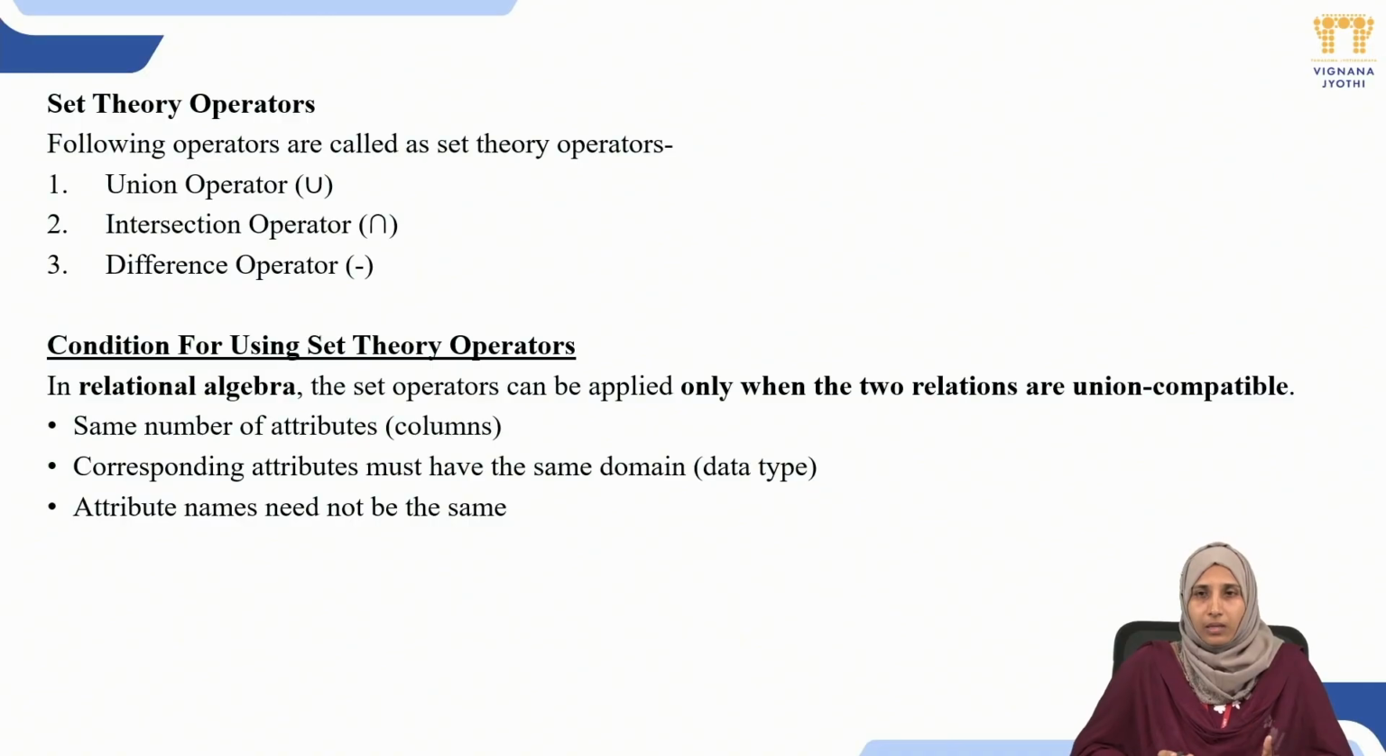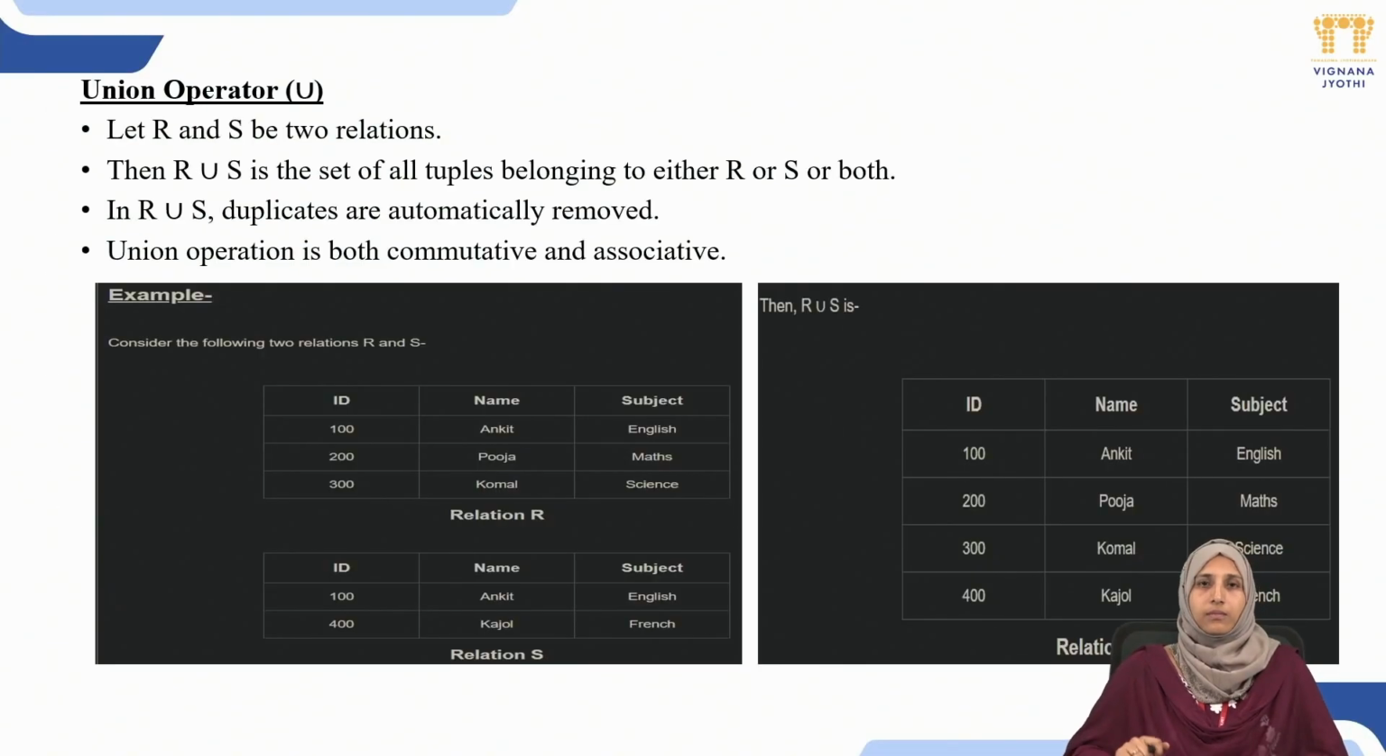You can have any name for any attribute, but the domain or the data type must be the same. Whatever data type you apply on your first table, the same data type must be there in your second table. The fourth point I forgot to mention here: the order in which the attributes are there in your first table, in the same order your columns must be there in the second table. We'll see with the help of an example what union compatible means and how it works.